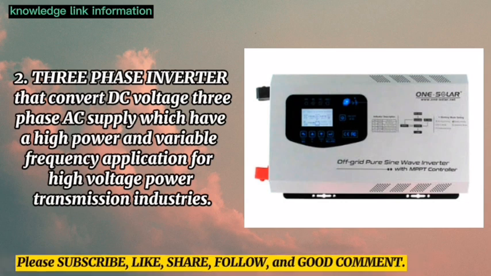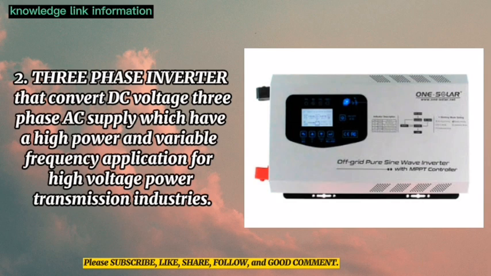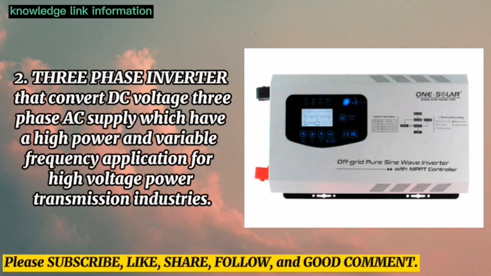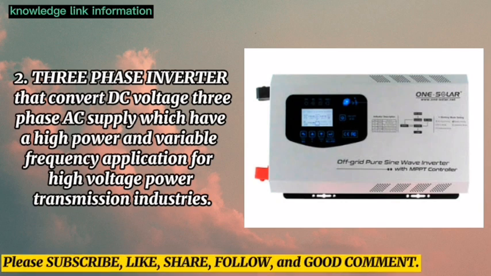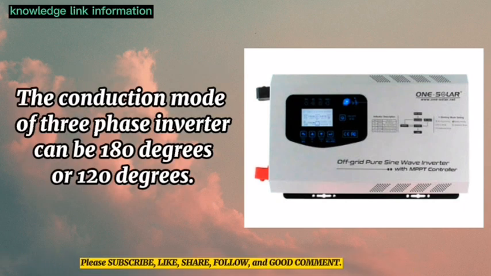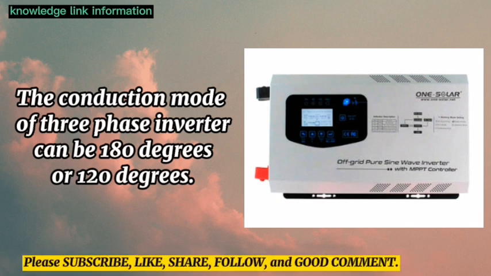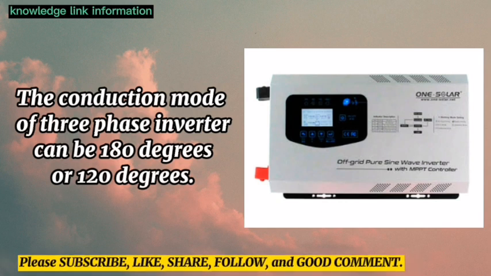Number 2. Three-phase inverters convert DC voltage into a three-phase AC supply, which has high power and variable frequency applications for high voltage power transmission in industries. The conduction mode of a three-phase inverter can be 180 degrees or 120 degrees.